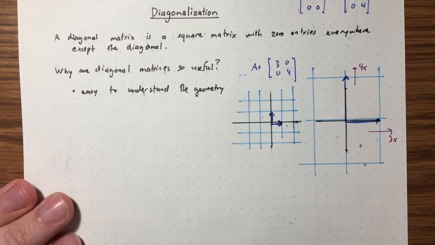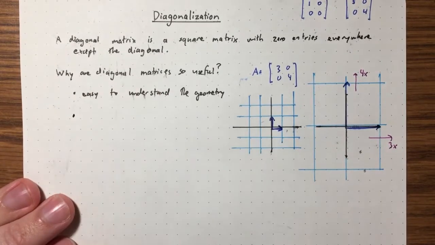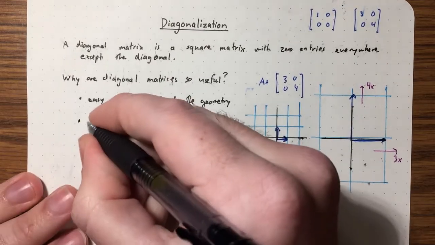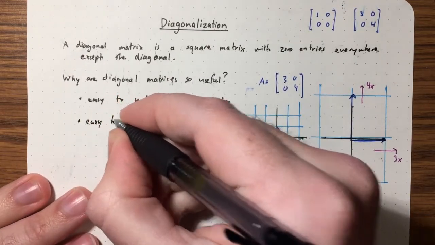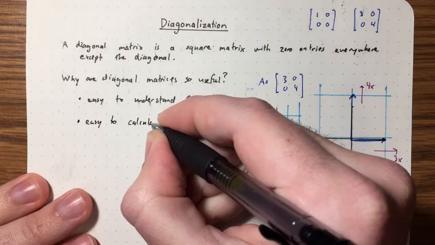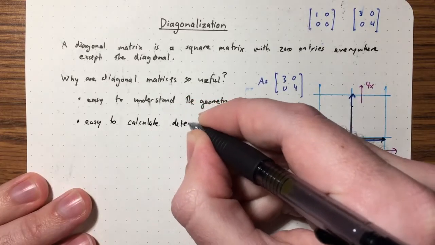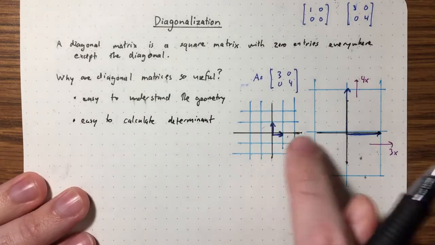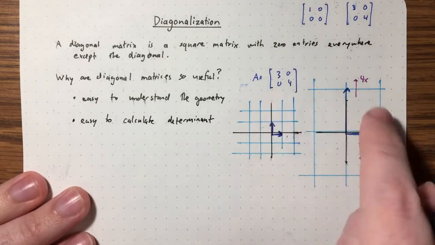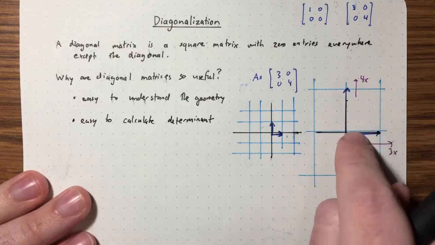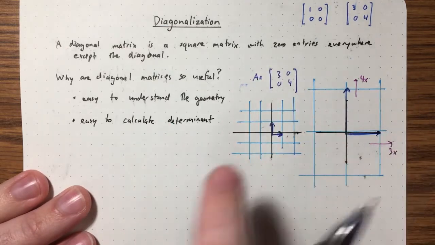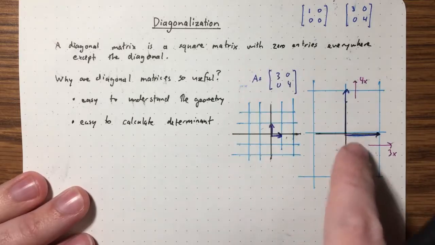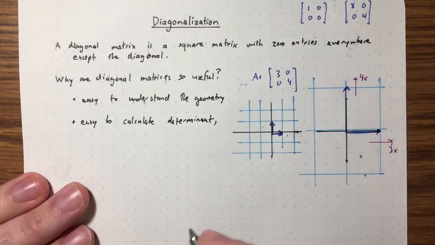That's one nice thing. There are other things that are easy to understand about a diagonal transformation. For example, it's easy to calculate the determinant. The determinant is the area of the unit square under its transformation. So it would just be 3 times 4, which is 12. The determinant is just going to be the product of the diagonal entries. And that's true for any triangular matrix, actually, but in particular, diagonal matrices.